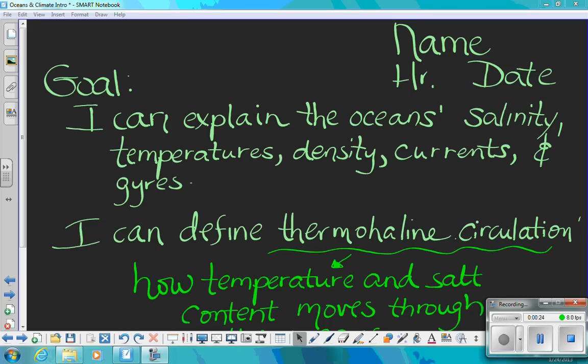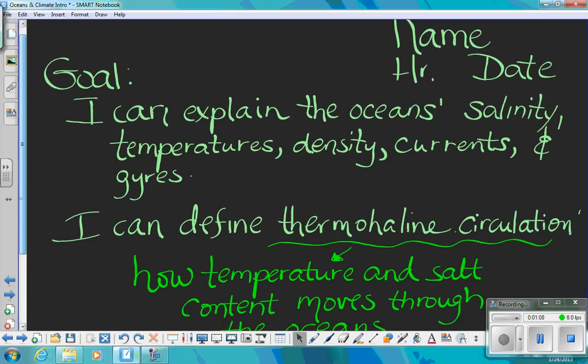So let's go back up to the first goal real quickly. And again, salinity is how much salt content is in the ocean's waters. Temperatures, we're talking about how warm or cold something may be. Density, and we're going to be referring to the density of the waters and density of the air. And cold air is more dense than warm air, and salt water is more dense than fresh water. And we'll eventually get to talking a little bit more about currents and then what are gyres.